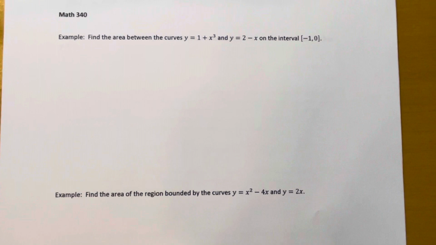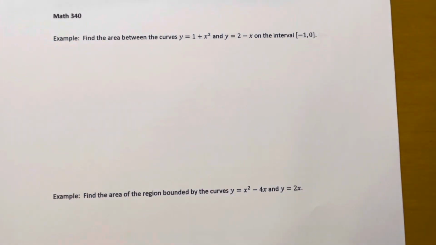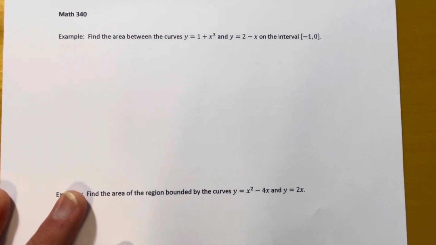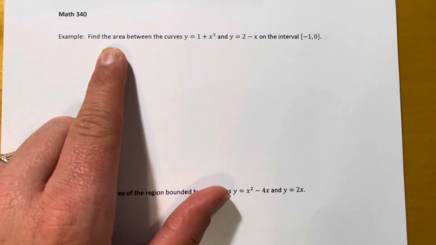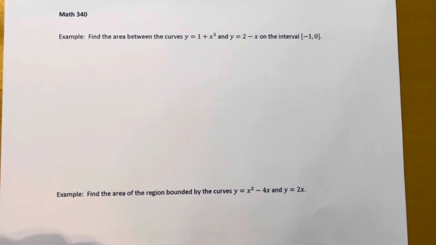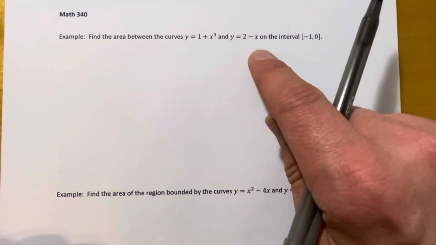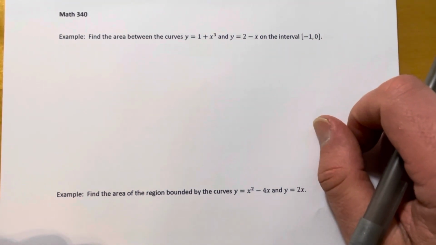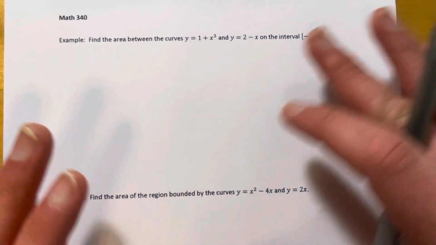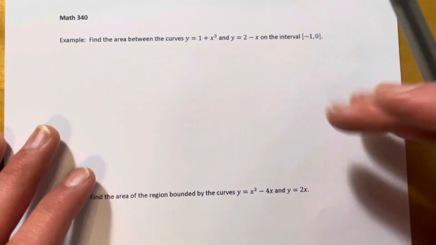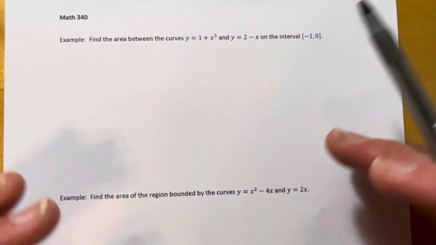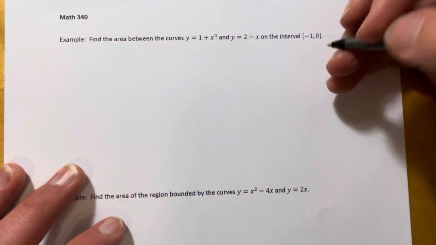let's try an example. Now, this problem, or this section, more than other sections that we have dealt with up until this point, is going to test your graphing ability. Because in order to determine which of the two curves are on top and which are on the bottom, you have to graph them. So here, for example, we want to find the area between the curves y equals 1 plus x cubed and y equals 2 minus x on the interval -1 to 0. Unless you're really used to working with graphs of functions, it's not easy to look at these two and mentally determine on the interval from -1 to 0 which curve is on top and which one is on the bottom. So we need to graph them.